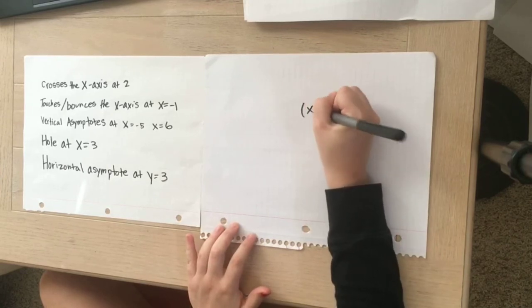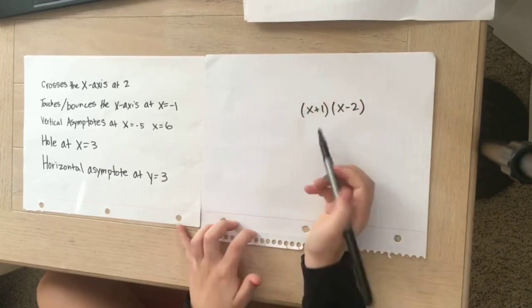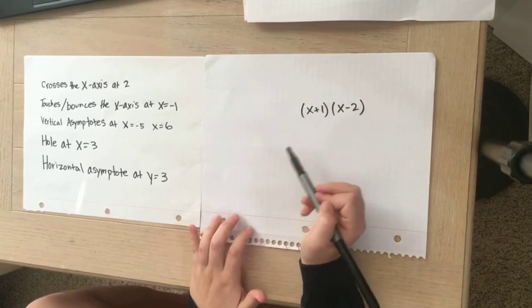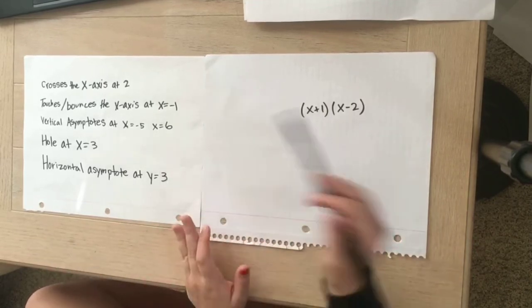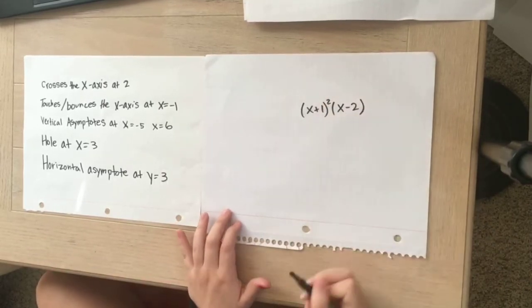The second is that it touches/bounces the x-axis at x equals -1. So we do x plus 1. And this will just cross, but it has to touch/bounce. So in order to make it bounce off the x-axis, we have to square it.